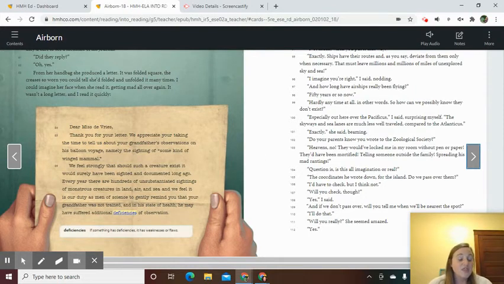Dear Miss DeVries, thank you for your letter. We appreciate your taking the time to tell us about your grandfather's observations on his balloon voyage, namely the sighting of some kind of winged mammal. We feel strongly that should such a creature exist, it would surely have been sighted and documented long ago. Every year there are hundreds of unsubstantiated sightings of monstrous creatures in land, air, and sea, and we feel it is our duty as men of science to gently remind you that your grandfather was not trained, and in his state of health he may have suffered additional deficiencies of observation.